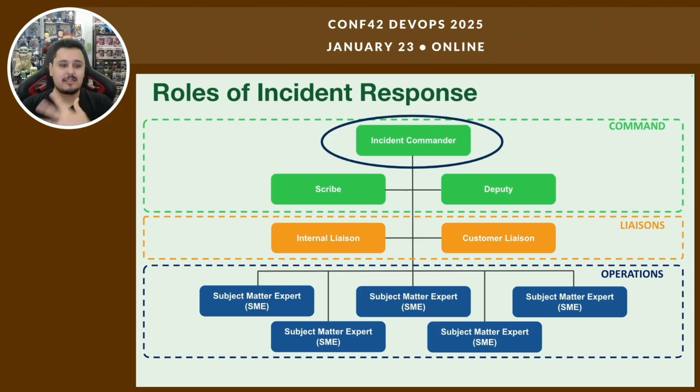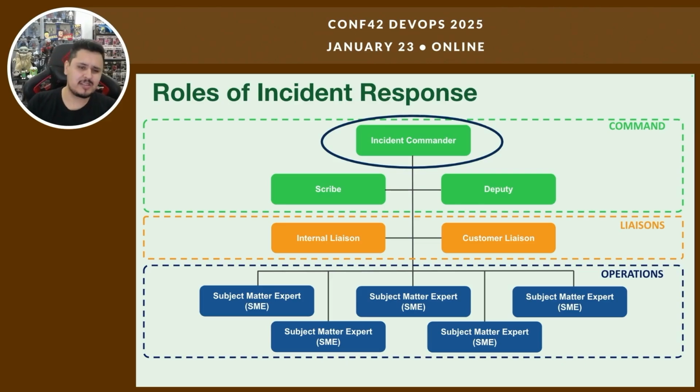Then on the liaison parts, we have the internal liaison and the customer liaison. They're responsible for communication: with the company in the case of the internal liaison, and with the customers in the case of the customer liaison. PagerDuty provides a status page tool that keeps customers updated on the impact of the incident in real time, and these are the folks responsible for coordinating this effort.